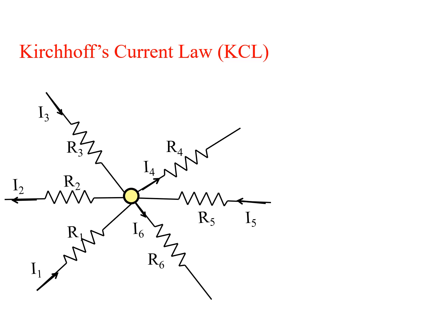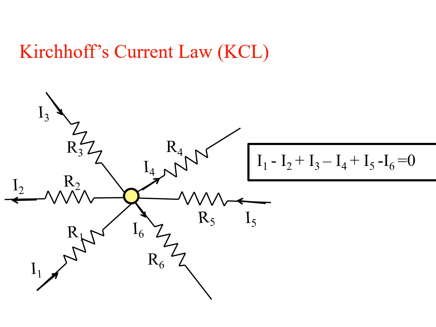Now I have considered a simple example to understand Kirchhoff's current law. Here I have considered one node, and at this node you can see that R1, R2, R3, R4, R5, R6, all these resistances are connected, and through each resistance I have considered a current. Through R1 I have considered I1, similarly from R2 I2, from R3 I3, from R4 I4, from R5 I5, and from R6 I6.